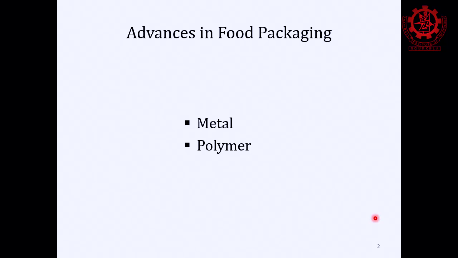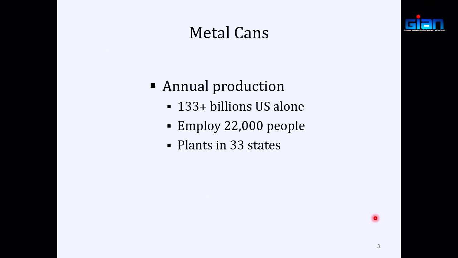But there's a lot of improvement with the metals, and most of it is actually with the polymer. So I'm going to cover some of those advances with these two materials. So in terms of the metal cans, this figure is from US alone. They produce 133 billion cans every year. Can you think of it, how many cans are these?